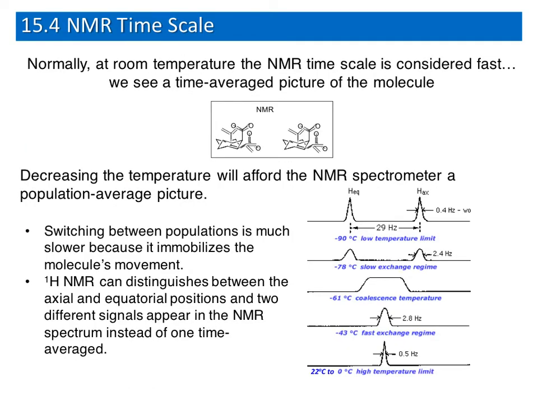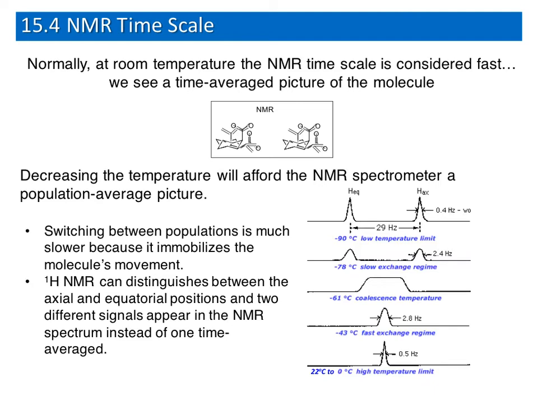Now let's talk about NMR time scale. If you remember, we talked about chair conformation and the chair flip in cyclohexanes. The chair flip is happening very quickly at room temperature. Now if you want to run the NMR of your cyclohexane sample at room temperature, NMR cannot differentiate between the hydrogen in equatorial and in axial position. So we are going to see a single peak for both of these hydrogens. Basically, what we see is a time average picture of the molecule in NMR.